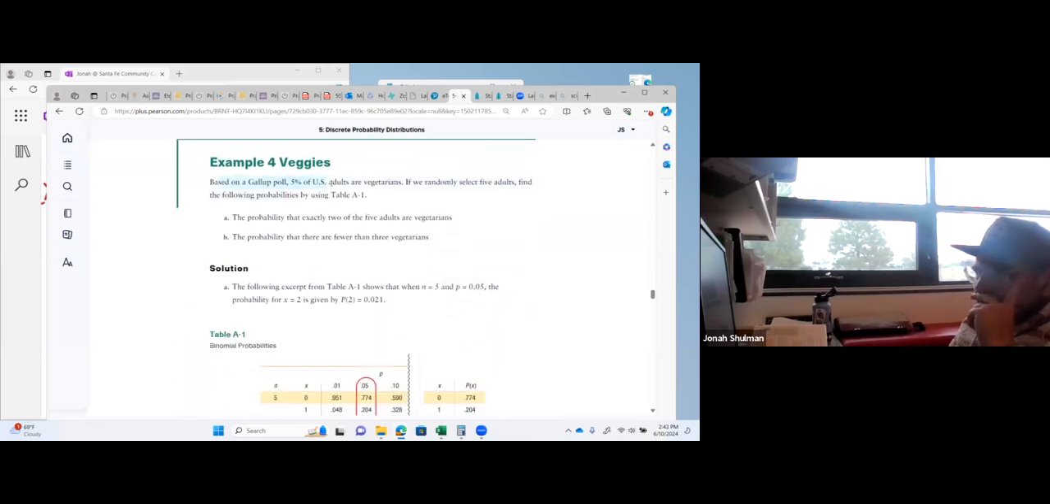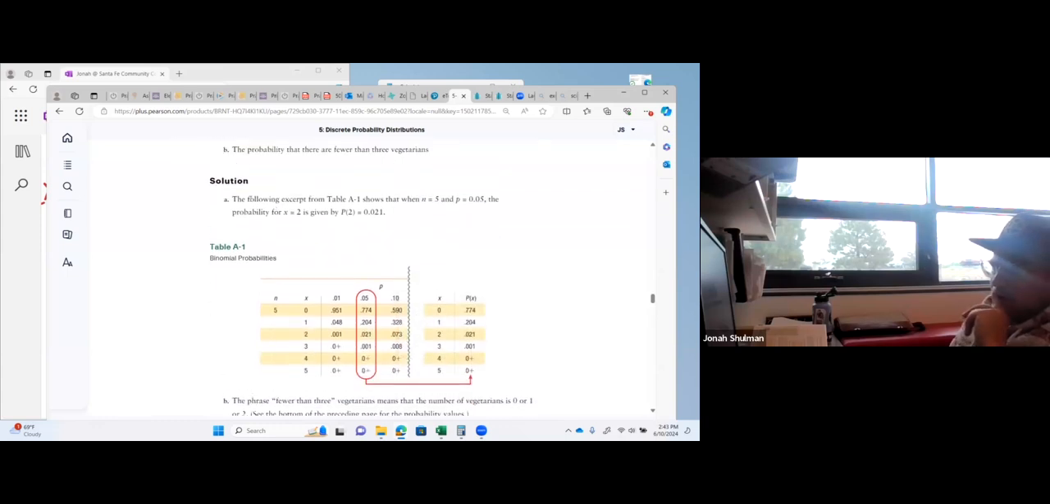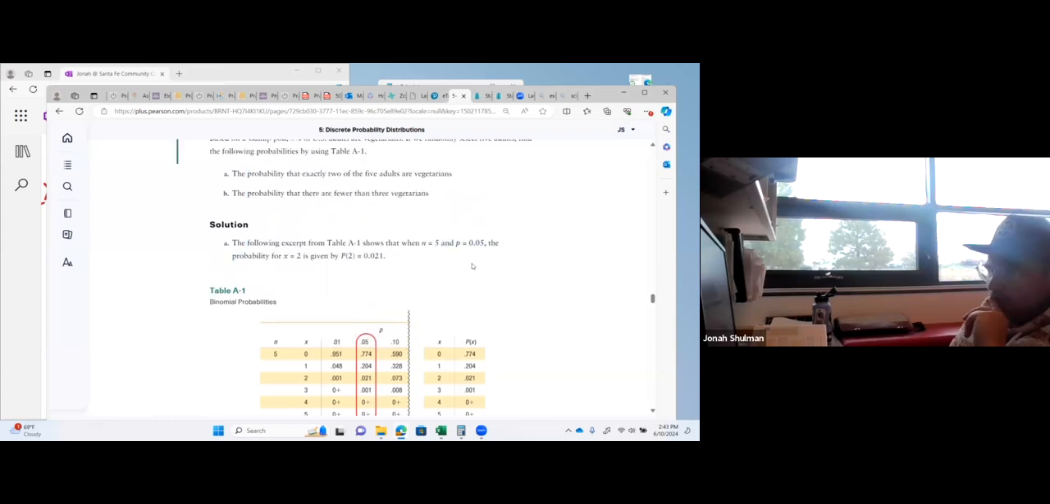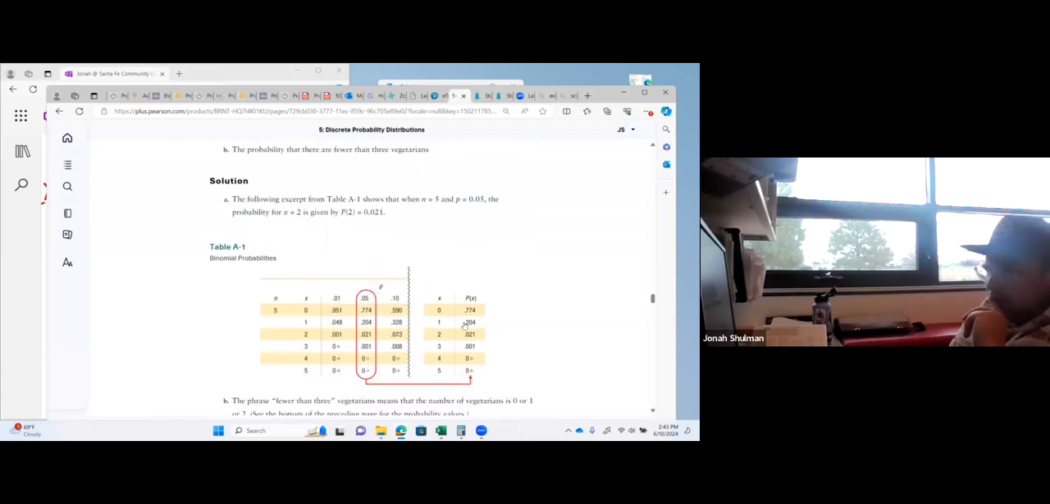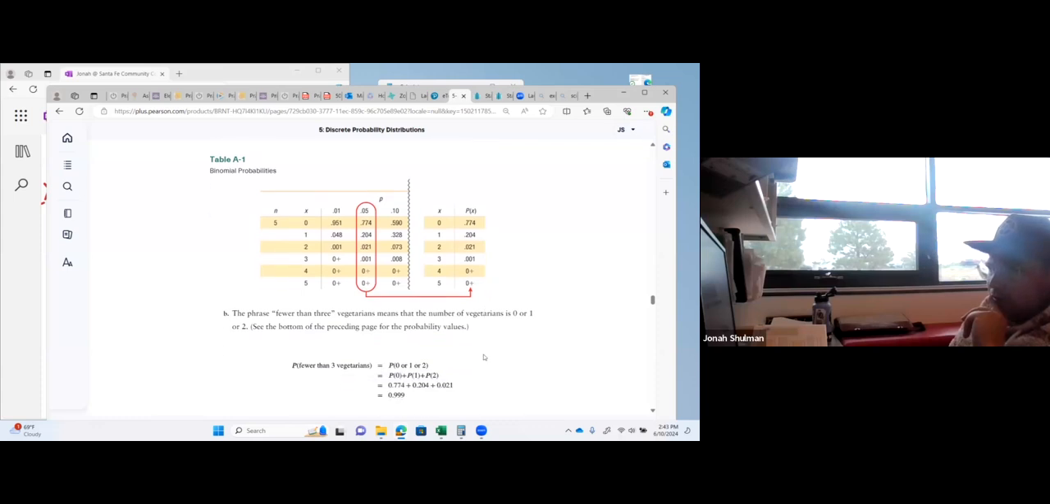Based on the Gallup poll, 5% of adults are vegetarians. We randomly select 5 adults. Find the given probabilities: find the probability exactly 2 out of the 5 are vegetarians, and find the probability that there are fewer than 3 vegetarians. The following excerpt from table A1 shows that n is 5, p is 0.05, the probability for x is 2. That's how we can use the table to see where we are on it. Then we have to do 0, 1, or 2 if it's less, so we'd have to do all 3.